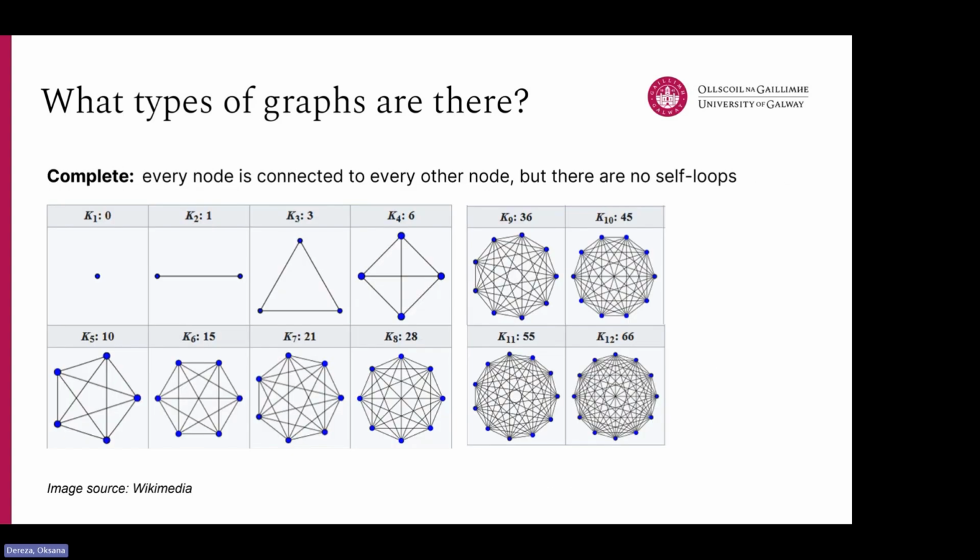Then graphs can be complete and incomplete. In the complete graph, every node is connected to every other node. So basically, they're very dense. There are a lot of connections. And in an incomplete graph, obviously, not every node is connected to every other node.